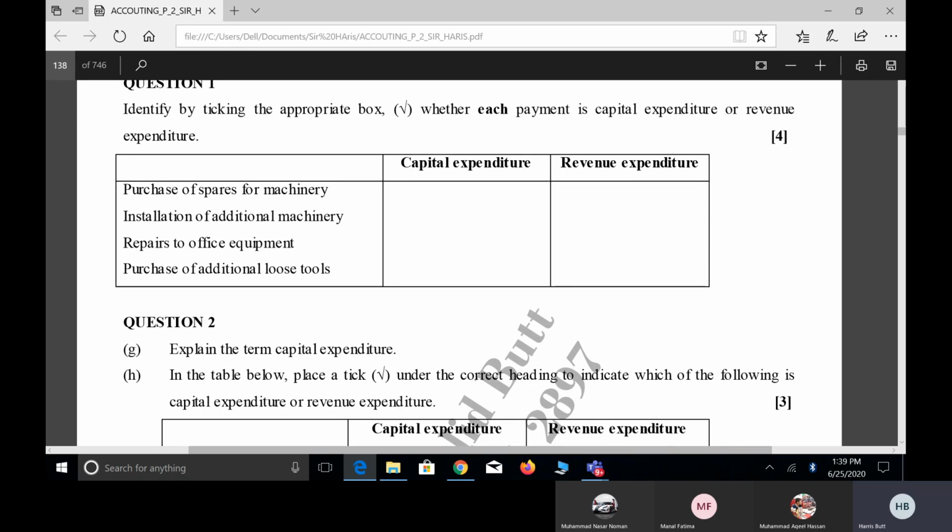Purchase of additional loose tools is a capital expenditure because loose tools are a non-current asset. We will discuss that in detail in the chapter of depreciation, but I will let you know something. Loose tools are non-current assets.